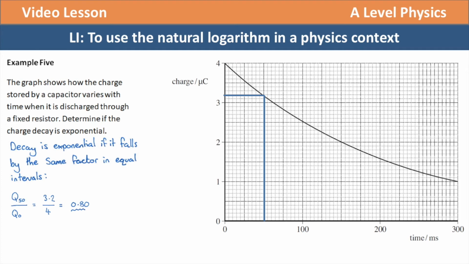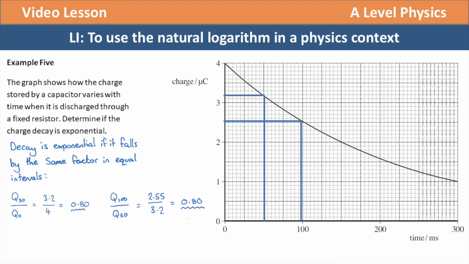So now let's look at t equals 100 milliseconds. That, when we read it off there, is coming out at 2.55. Obviously there might be some slight margin of error there, but you're allowed a certain amount of tolerance. So we do then the charge after 100 milliseconds divided by the charge after 50 milliseconds. So 2.55 divided by 3.2 equals 0.8.